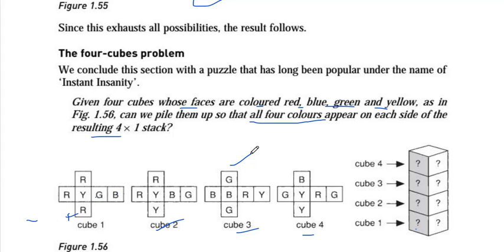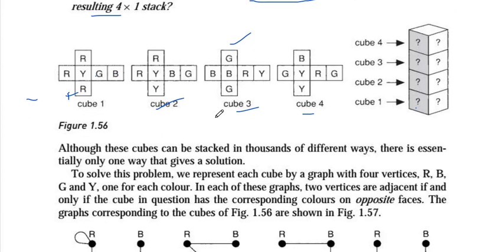You have to pile them up, cube 1, 2, 3, 4. Okay, so how do we do it? We will use graph theory. First of all, these cubes can be stacked in thousands of different ways. There is essentially only one way that gives a solution. There is only one way that we can see all the colors from any side.